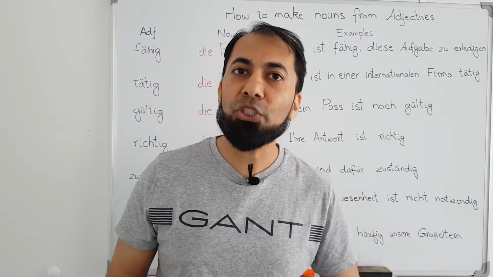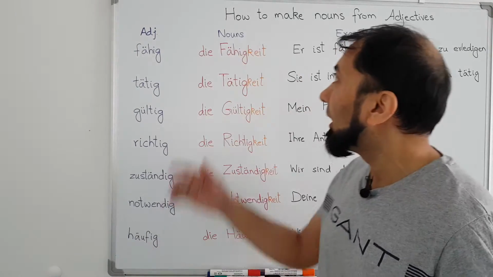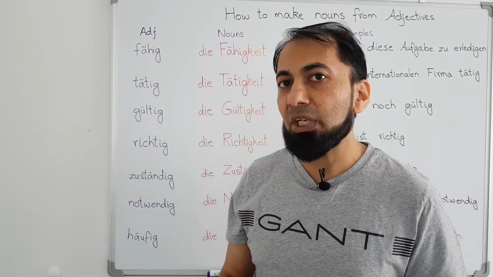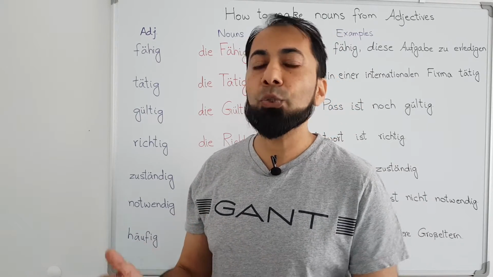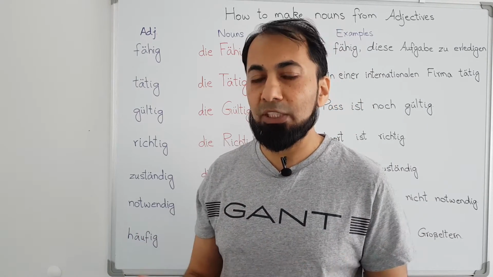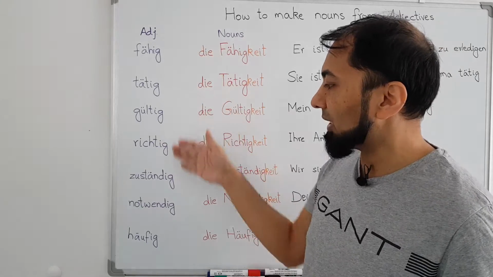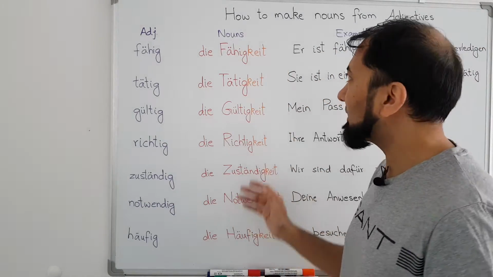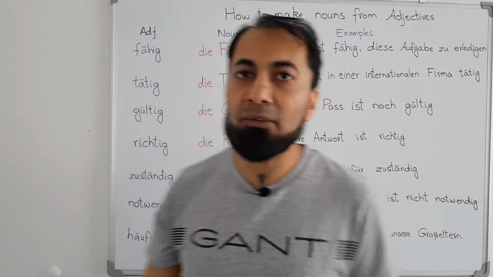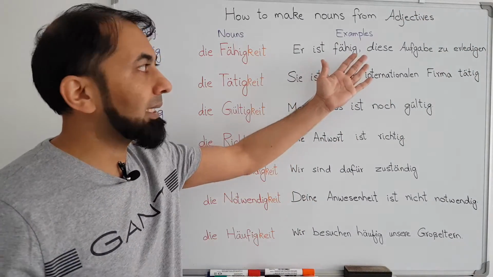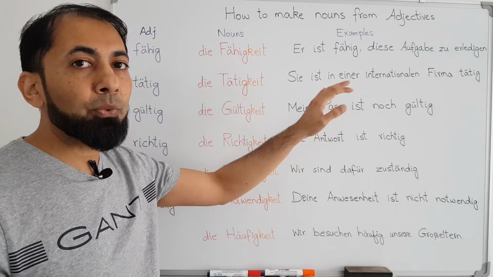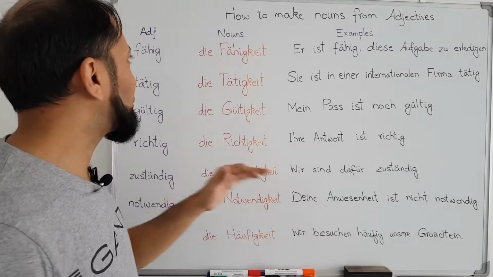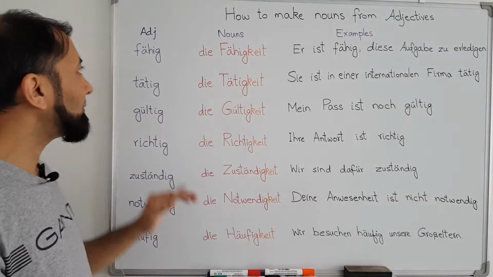The tip I am going to share with you today is about how to make nouns from adjectives. I have listed some adjectives on this side and then the nouns from these adjectives, and for each adjective I have listed also one example. Your homework for today's lesson is to make a sentence from the nouns. So let's start with the adjectives.